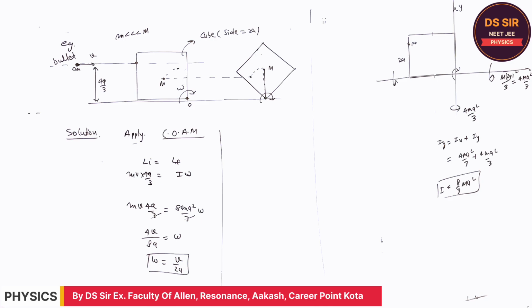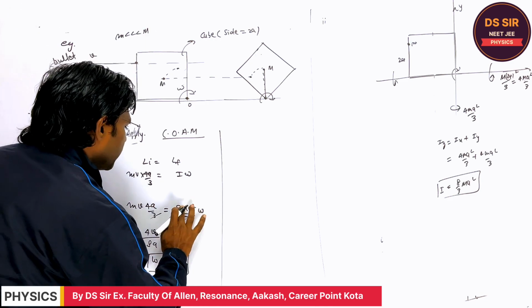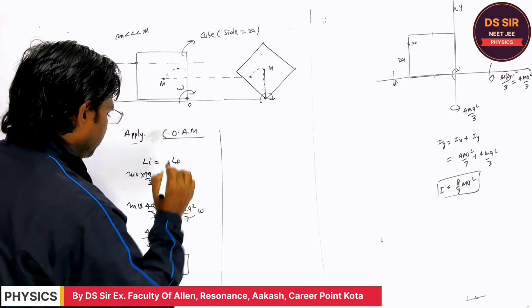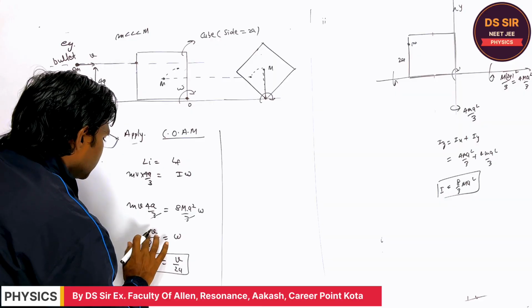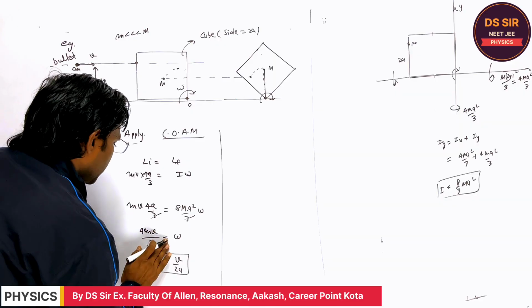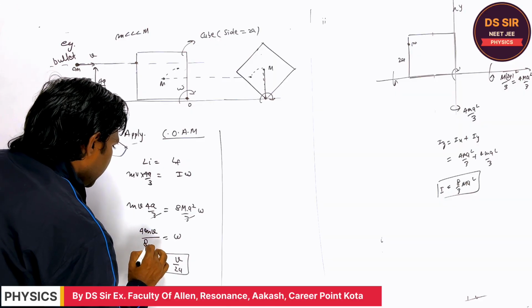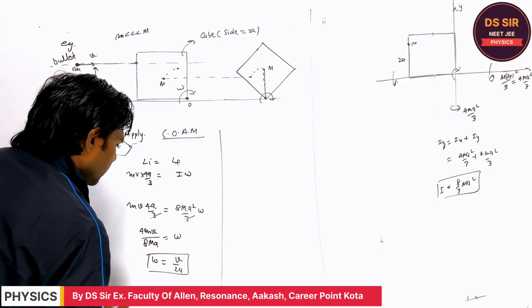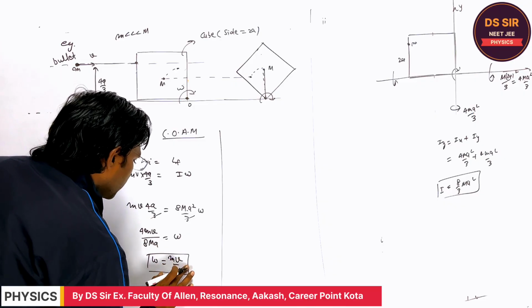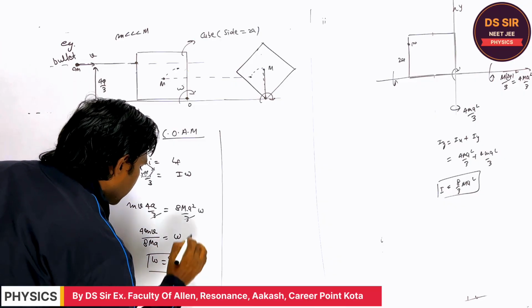Wait for 1 minute. This is the capital M. This is 4 small m into 8m A. So here small m into 2 capital M A.